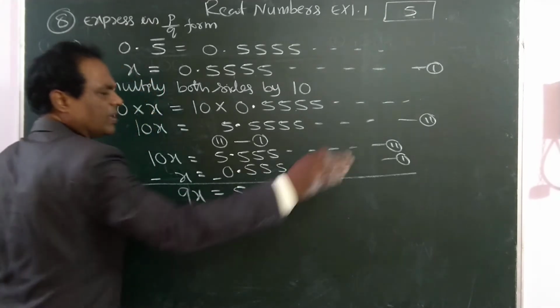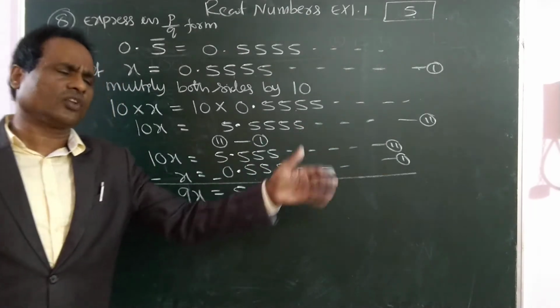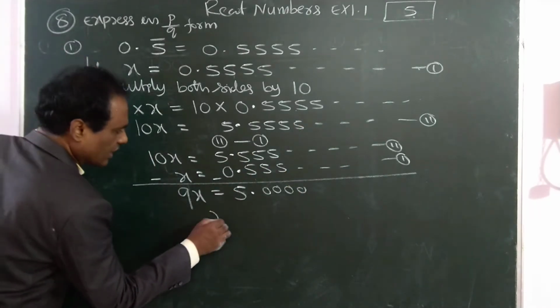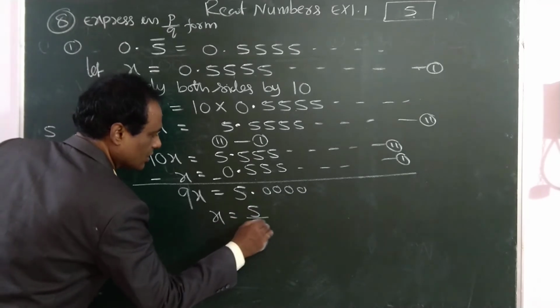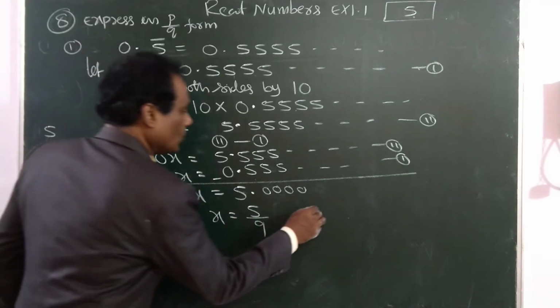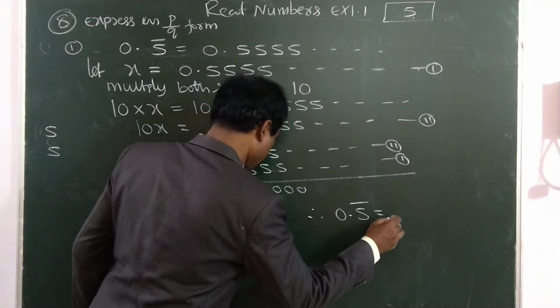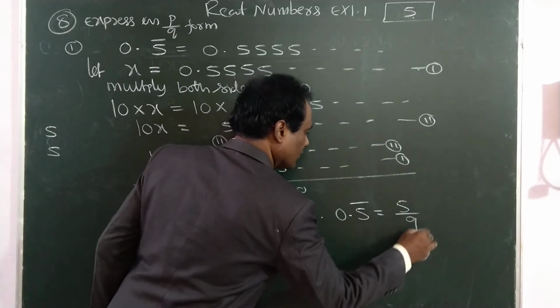5.0000. After the decimal, if the last digits are 0, they have no meaning. Only 5 remains. So x is equal to 5 by 9. This is our answer. Therefore, the given number 0.5 bar is nothing but 5 by 9.